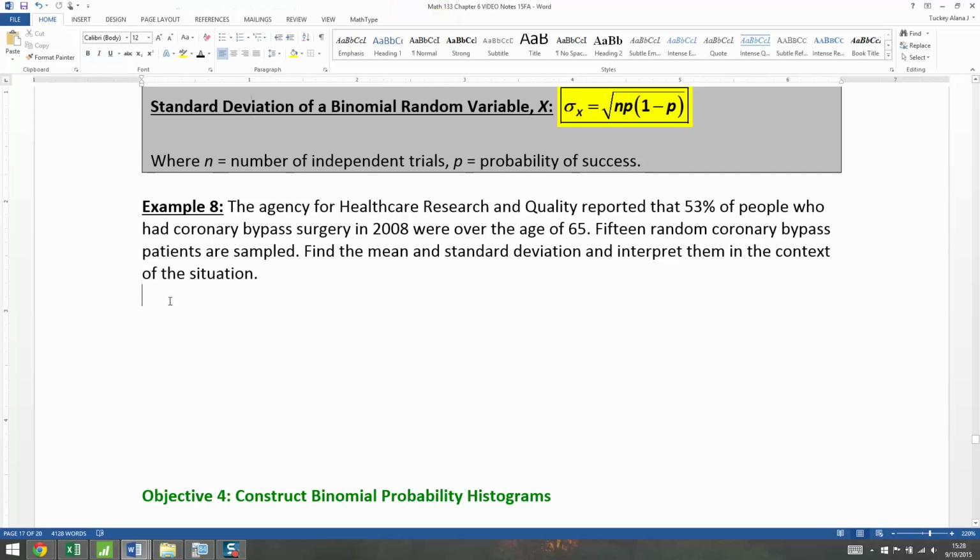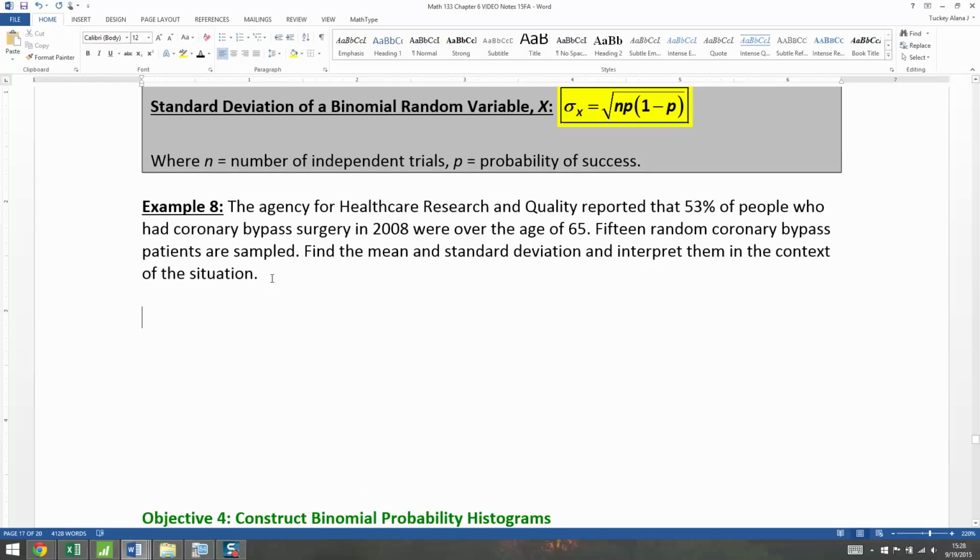All right, so now we've seen this before. The Agency for Healthcare Research and Quality reports that 53% of people who had coronary bypass surgery in 2008 were over the age of 65. 15 random coronary bypass patients are sampled. Find the mean and standard deviation.